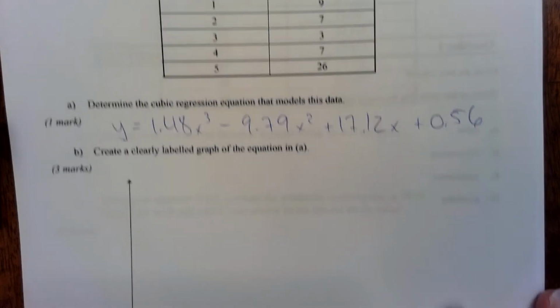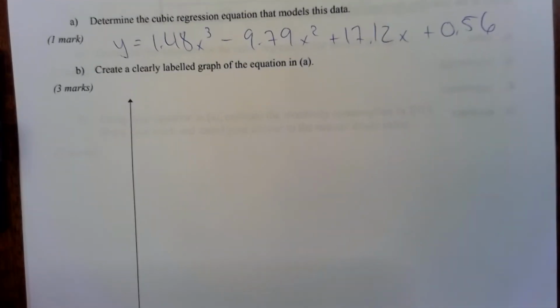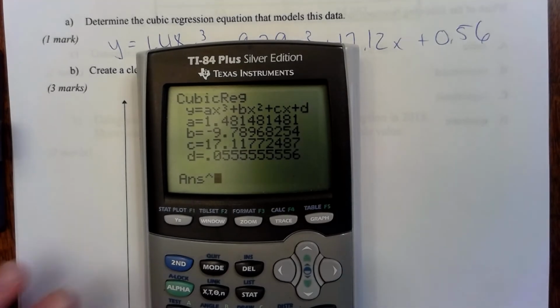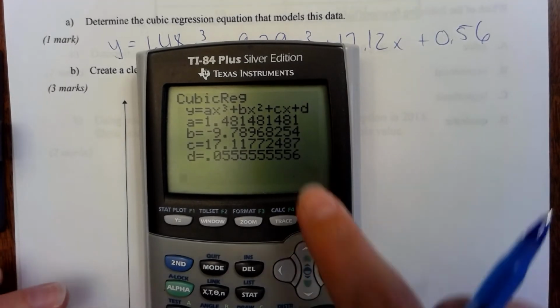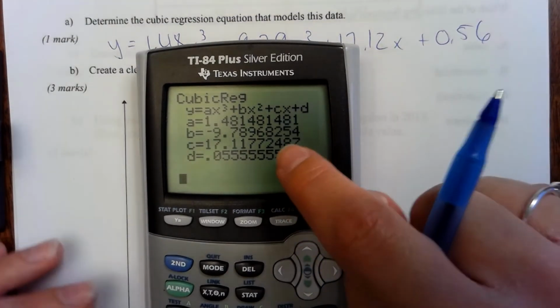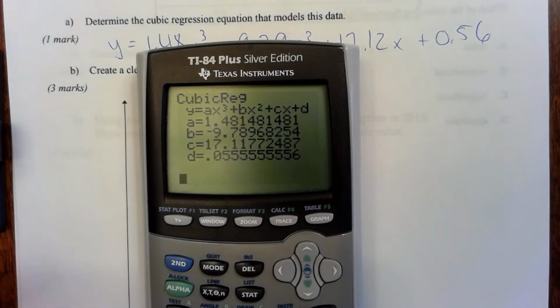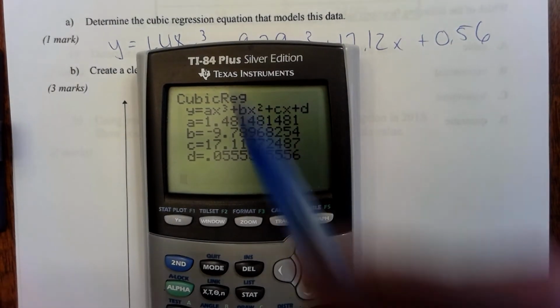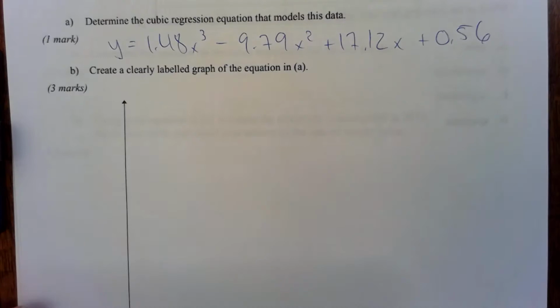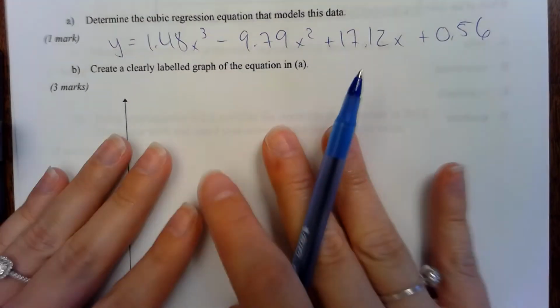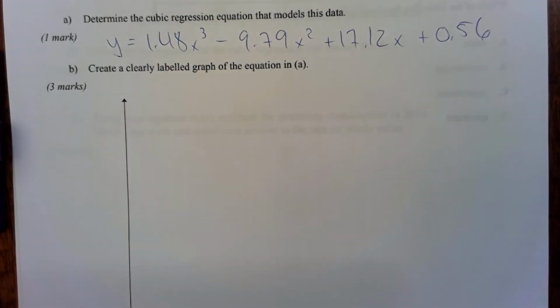Beauty. Create a clearly labeled graph. So I don't need this equation right now, but I'm not going to clear it because if I need to graph and find stuff off of this, I need to have this still on my screen. So I'm just going to put this off to the side, but I'm not going to hit clear. And I'm going to work on this for a few minutes and then we'll come back to that.